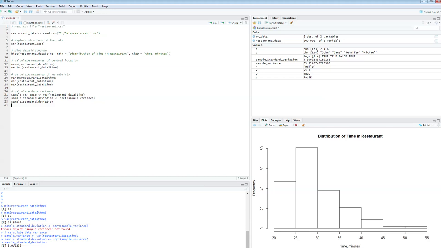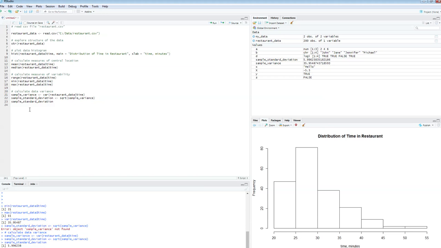If you're measuring temperature, it's going to be degrees Fahrenheit squared. But when you take the square root and get the standard deviation, you're back to your usual, original units of measure. So in this case, we're measuring time in minutes. Therefore, the standard deviation is 6 minutes.